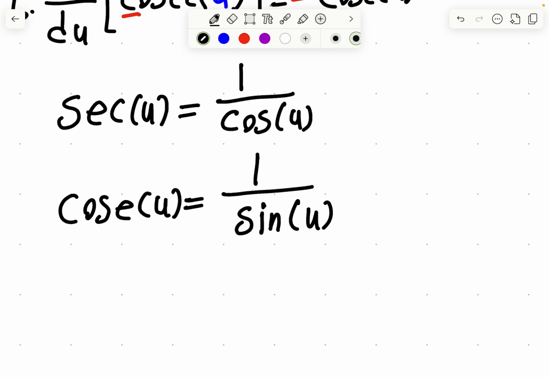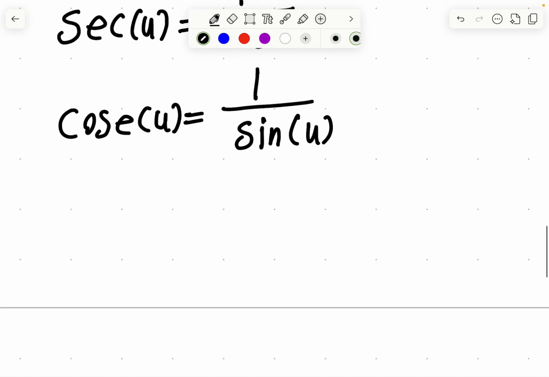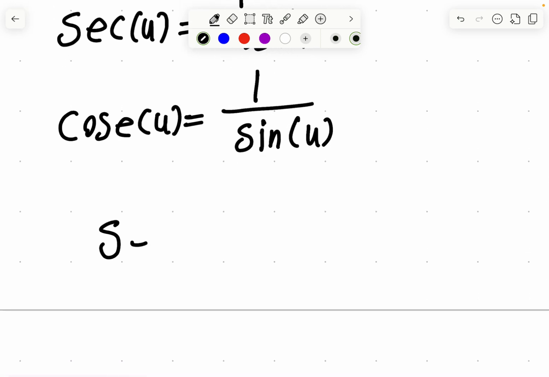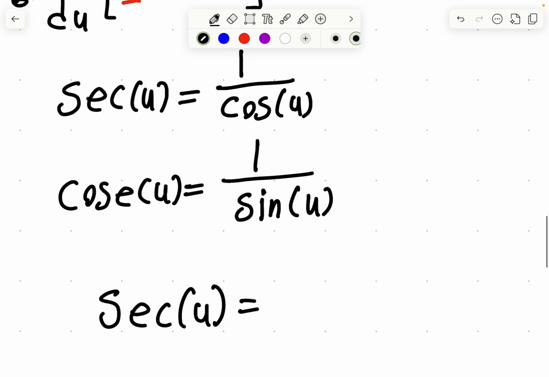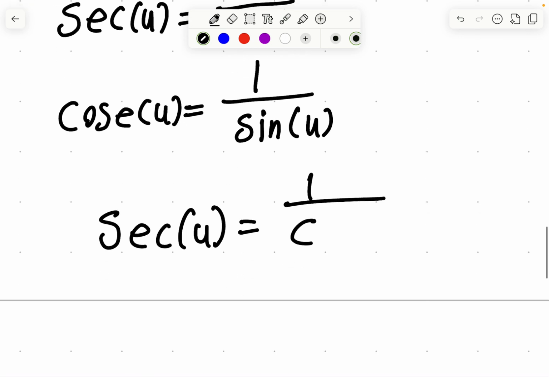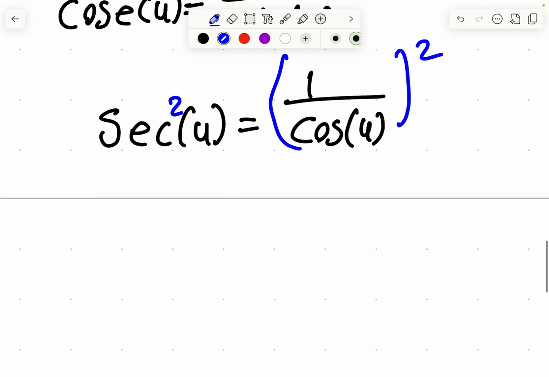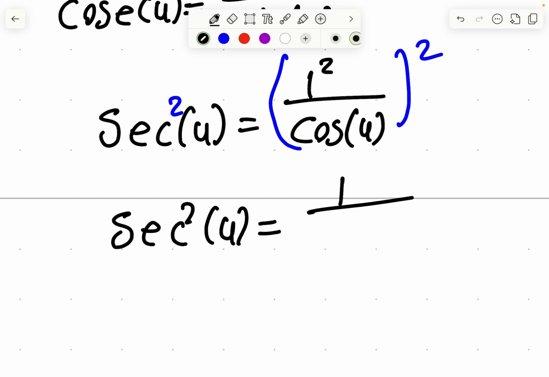So if you want sec squared u, what must you do? You have to square it. We have sec u equals 1 over cos u. If you want sec squared u, you square both sides. Your answer is going to be sec squared u equals 1 squared, which is 1, over cos squared u.